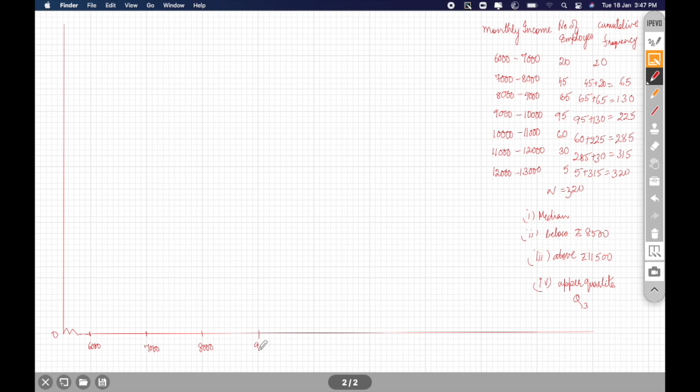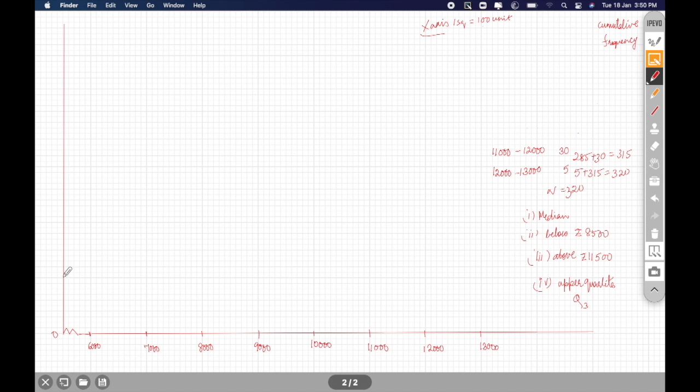8,000, 9,000, 10,000, 11,000, 12,000, and 13,000. Now on the x-axis we have taken 1 square as 100 units. On the y-axis, let me consider 1 square as 10 units.